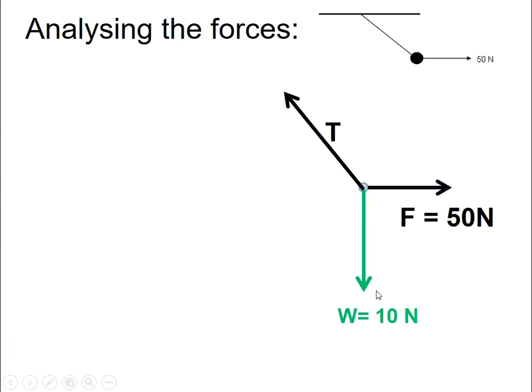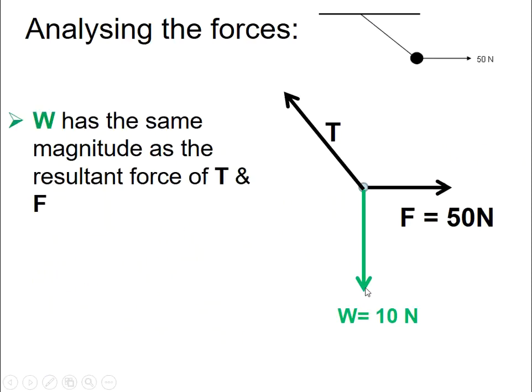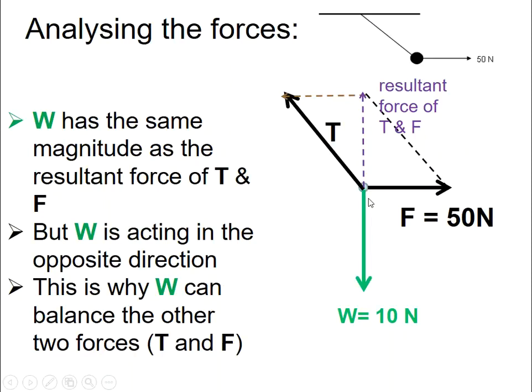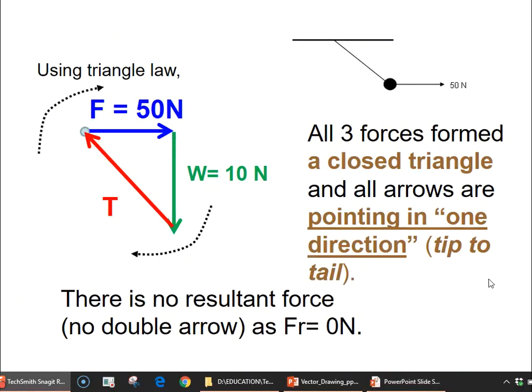If you analyze, the weight is actually counterbalanced by the resultant force of T and F. Since W is acting in the opposite direction of the resultant force, it actually balances. Hence, because of this, all three forces will form a closed triangle.